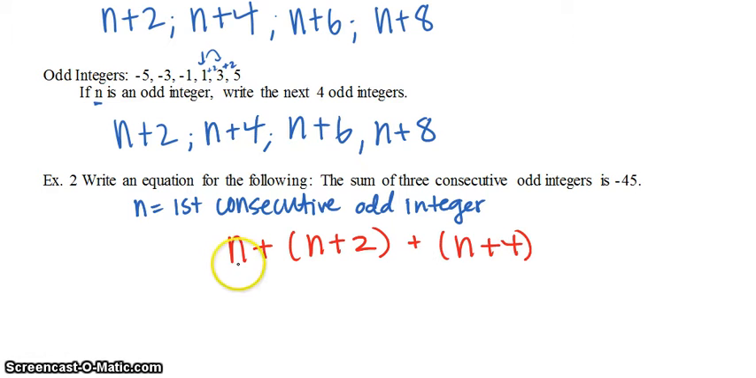And again, think of that. If 1 was n, then we would have 1 plus 2, which would be 3, and 1 plus 4, which would be 5. So that would work. Again, that's not the right answer, but they are odd consecutive integers. And it equals negative 45. So we're only setting up the equation, so there we have it.